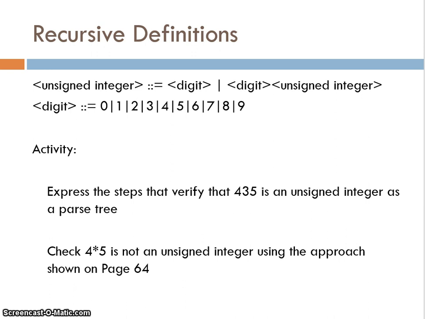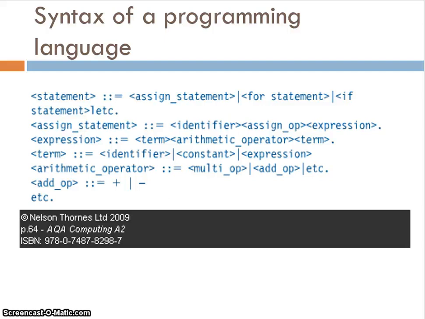Now, looking at BNF, BNF is used to create the syntax of a programming language. Here's an example of some of that. A statement could be an assignment statement or a for statement or an if statement, etc. Assignment statement could be an identifier followed by an assignment operator followed by an expression. And this goes on until we really break that down into what is an addition operator, a plus or a minus. What is an arithmetic operator? It's a multi-operator or an add-op, and so on.